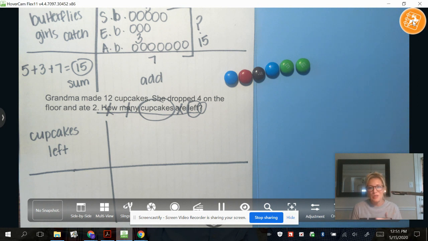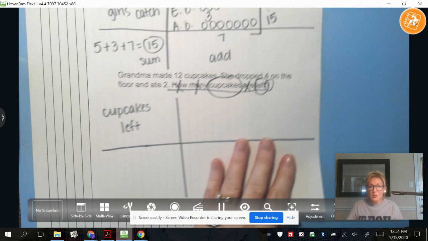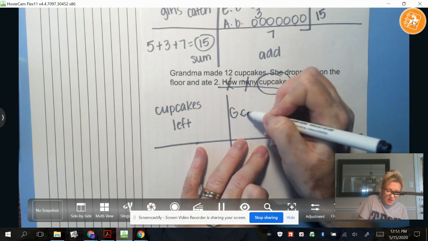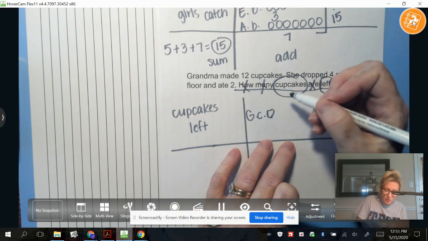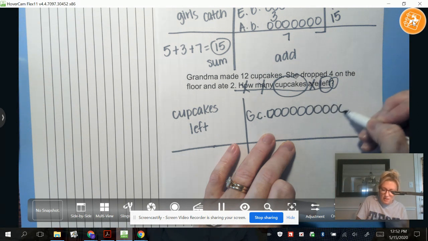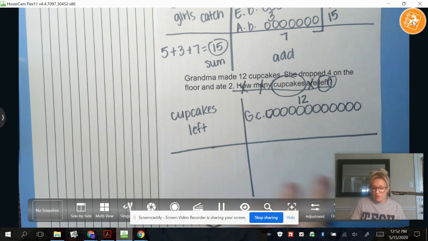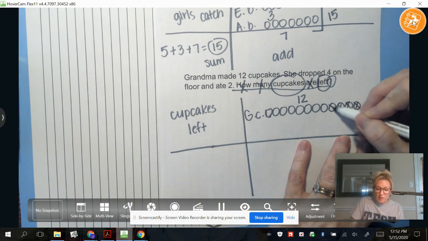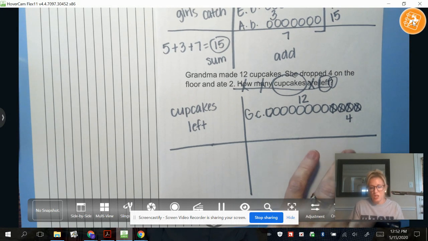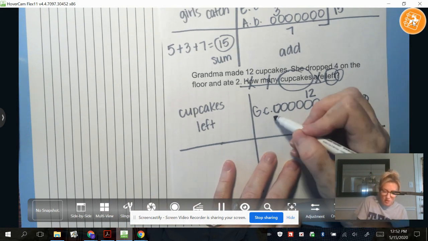It is that easy. And so all I'm going to show you how to do now is to turn that into a drawing. It tells the very same story. So Grandma's cupcakes, 12. 1, 2, 3, 4, 5, 6, 7, 8, 9, 10, 11, 12. Very good. She dropped 4 on the floor. Well, we can't use those, but it's very important that we label them. So we cross them out and we label them. And she ate 2. So there's 2 more. Okay. This shows us what is left.